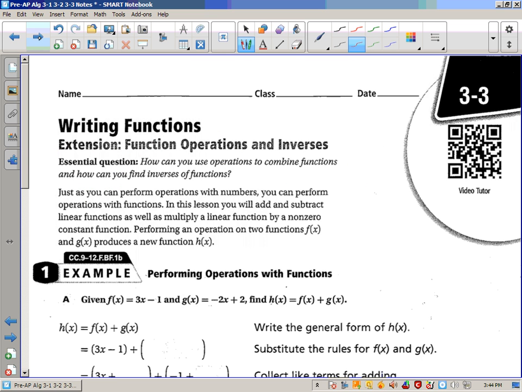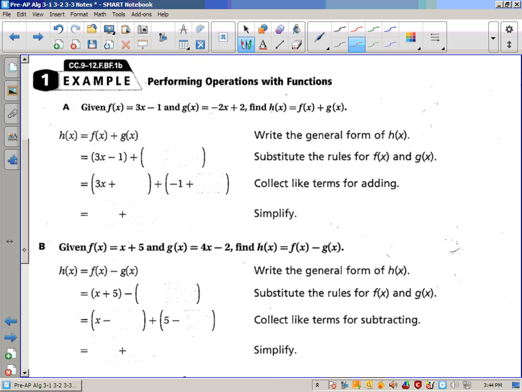Continuing with this idea of functions, we're going to use function notation here in this section, but we're also going to perform different operations with the function. So we are given f of x equals 3x minus 1, and g of x equals 2x plus 2. So what we're supposed to do is add those two functions together. So we will take the function rule of each function and we will add them together. In order to do that, we would combine like terms, group them together, and get x plus 1.